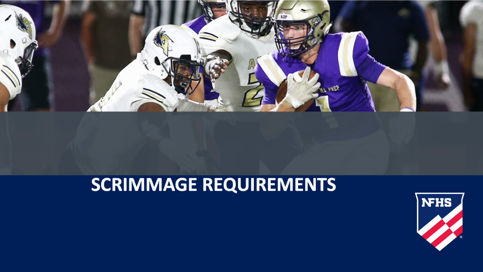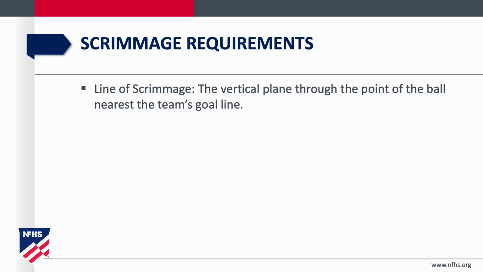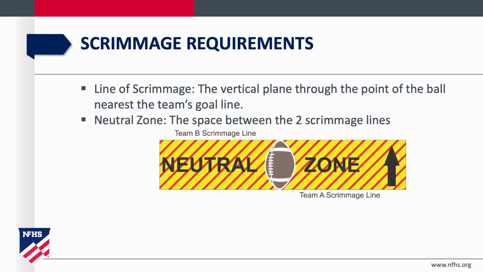In this section, we will cover offensive and defensive scrimmage requirements. First, we need to define a few terms. The line of scrimmage is the line that runs from sideline to sideline through the point of the ball nearest the team's goal line. It is determined at the ready for play and remains until the next ready for play. The neutral zone is the space between the two scrimmage lines that is the length of the ball.